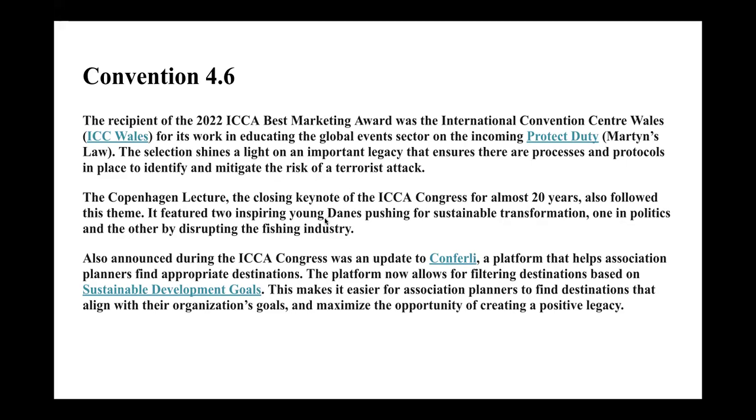All right, so you can see the sustainable transformation, politics, and other factors disrupting the industry here. ICCA is one of the leading congresses, and it is also the platform you have to understand, which can help association planners find an appropriate destination. So just focus on ICCA. It would be the most important thing for meeting and convention destinations.